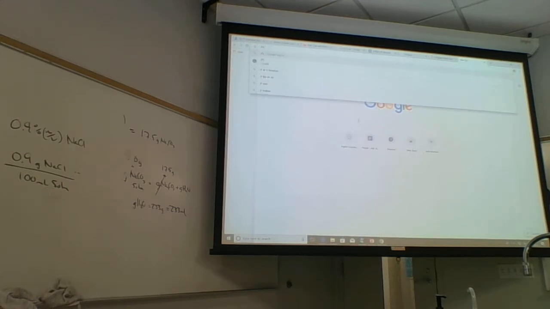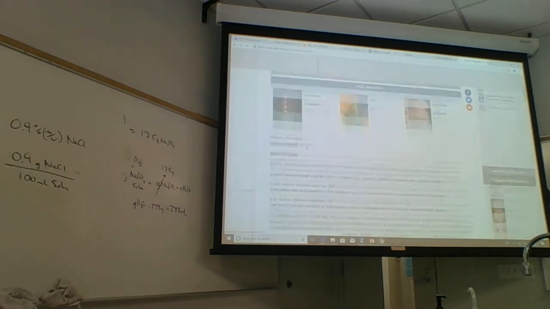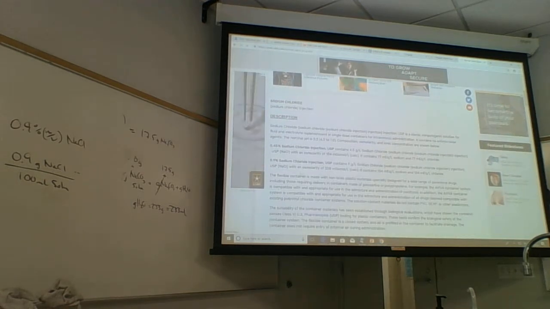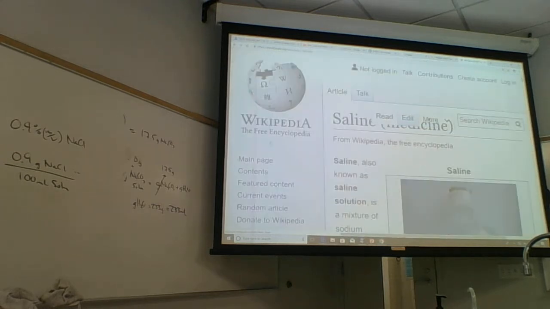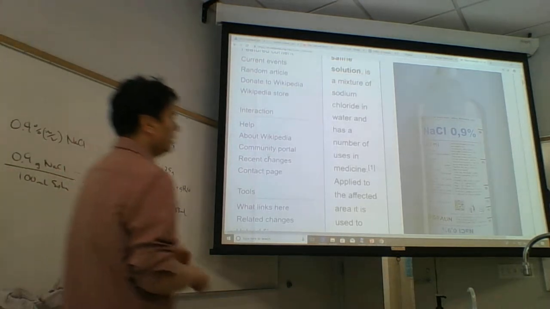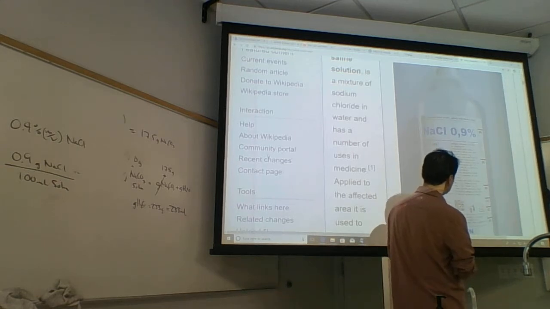We call it saline solution. It's normal saline solution, and we use this as an intravenous solution. 0.9% saline solution. This concentration is kind of interesting, because it has the same concentration as your blood, and so the cell, the intracellular fluid, your blood.